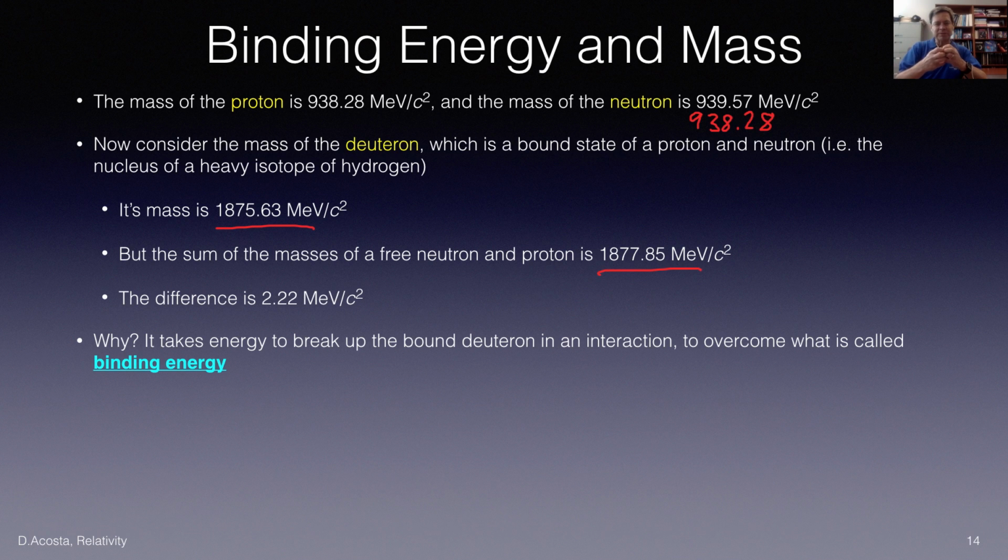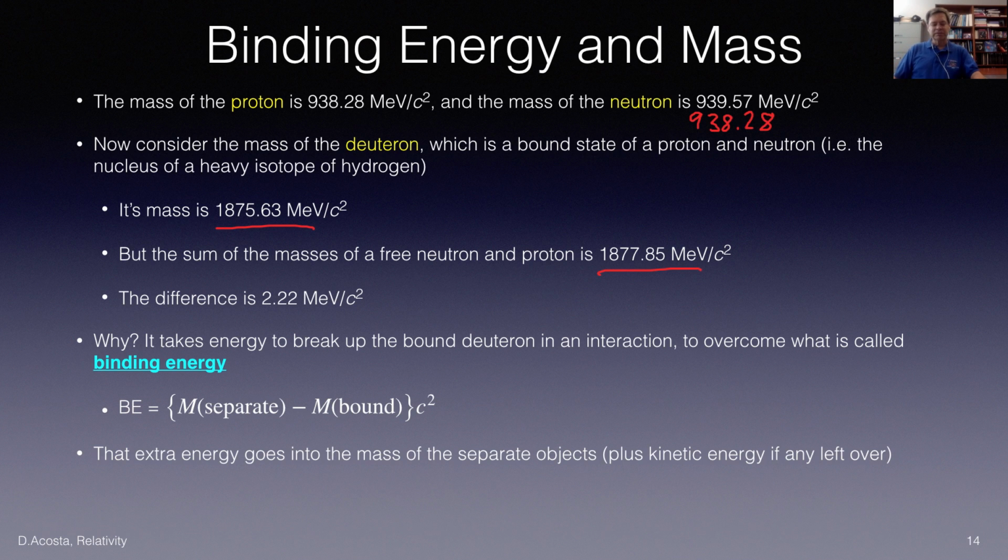It's being bound by that much energy. You have to add that much energy to break them apart. And we can define it this way. It's the mass of the objects separately, individually, minus the mass of the bound system, times c squared. And that extra energy that was in the binding energy goes into the mass of the objects when they're separated. And if you added more energy than that, then you just get some kinetic energy left over for those final state objects which have been pulled apart. Okay.